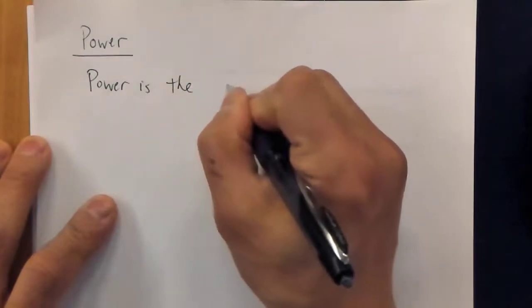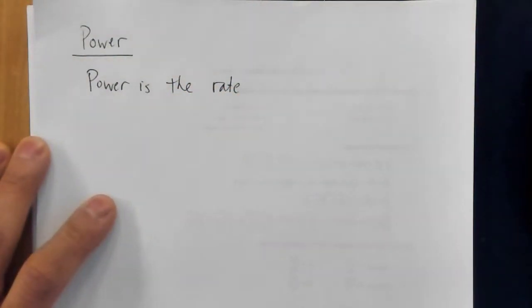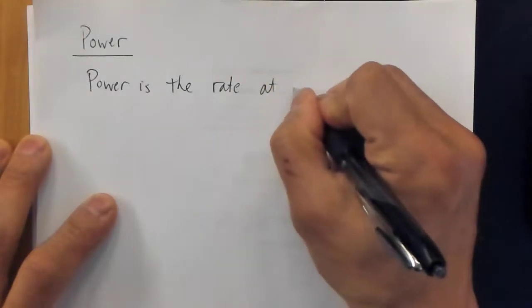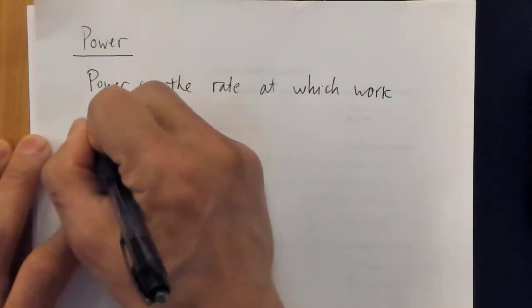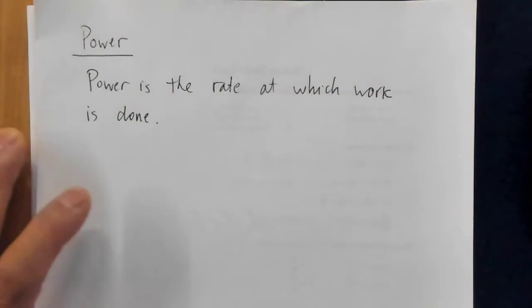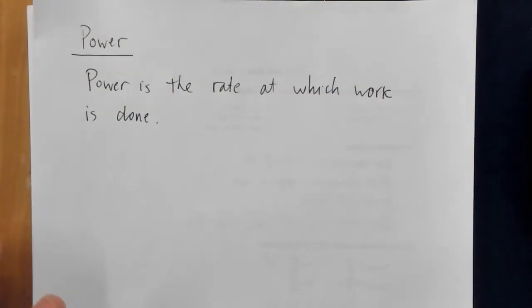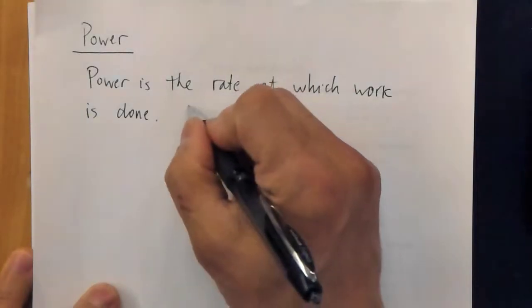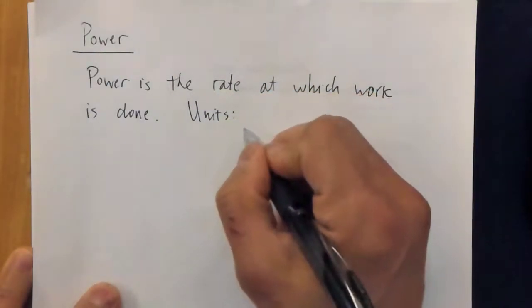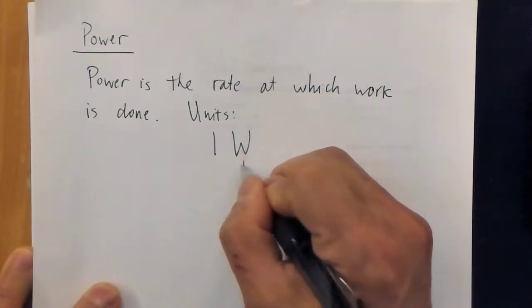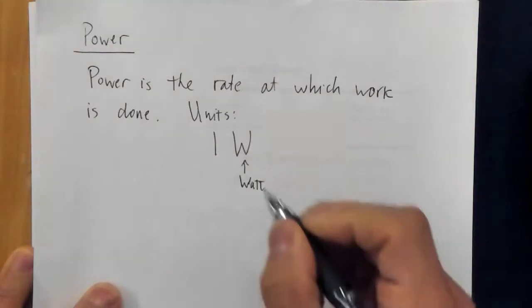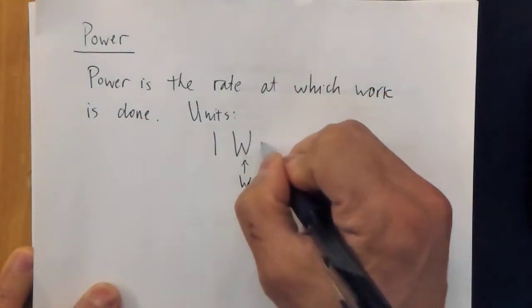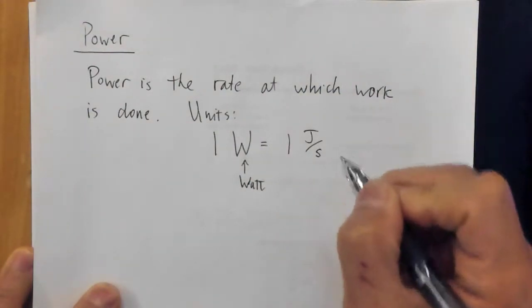Power is the rate at which work is done. So it's work per unit time. And the unit is 1 capital W for a watt. Maybe I should capitalize the W actually as well. That's equal to 1 joule per second.